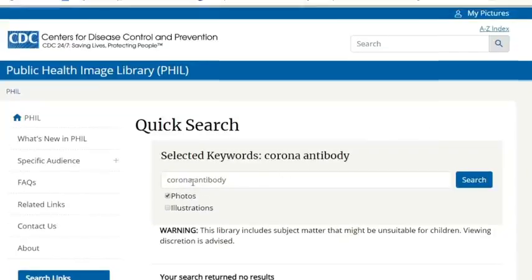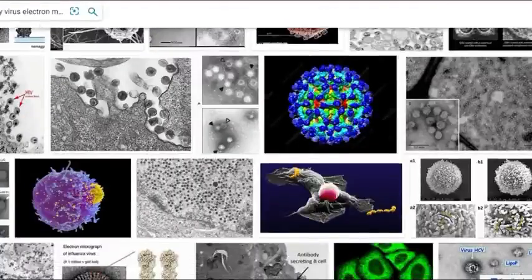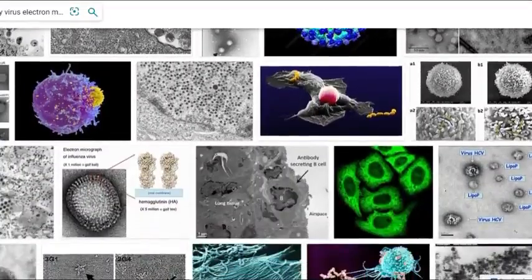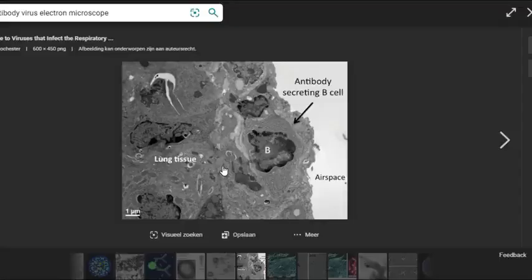I want to see a corona antibody. Maybe I can find some virus antibodies here. So is this taken by an electron microscope? And this dark spot is antibodies? Or a cell? That's interesting.